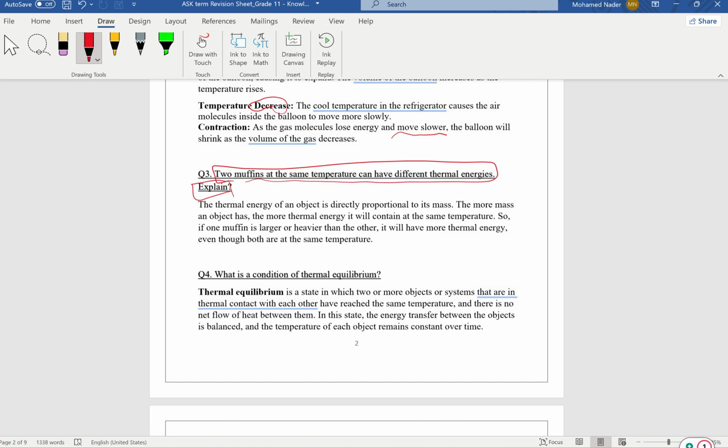We can see that from the formula where Q equals m times c times the change in temperature, which means that this amount of heat does not depend only on temperature or specific heat, it depends as well on the mass of the object. That's why two muffins with different sizes will have different thermal energy.